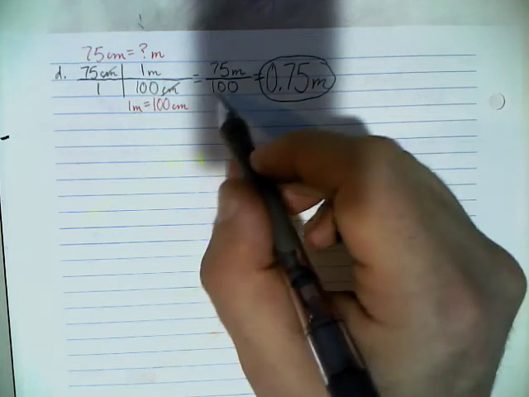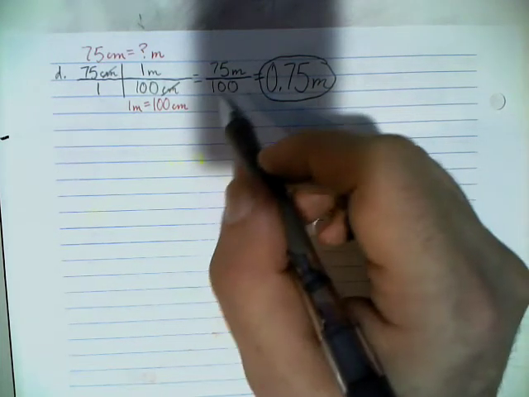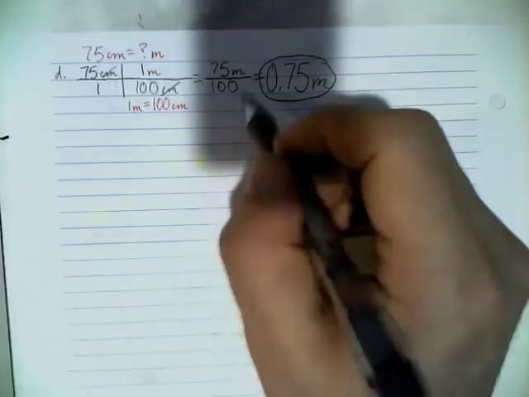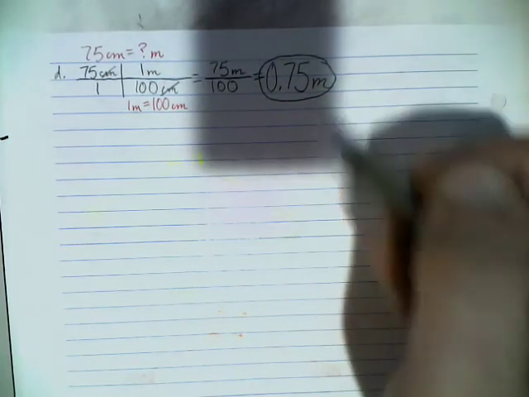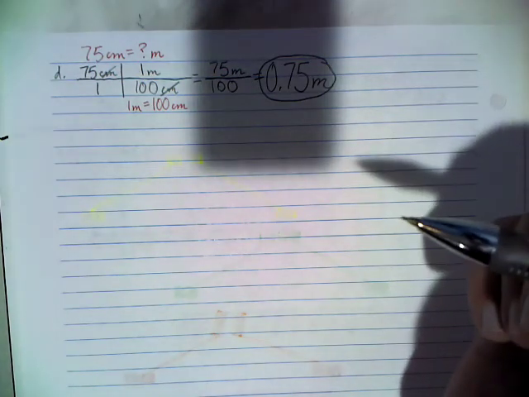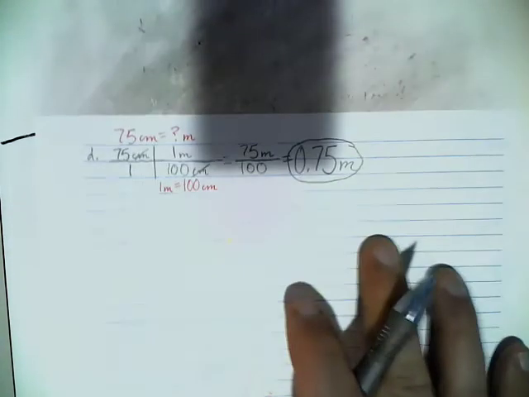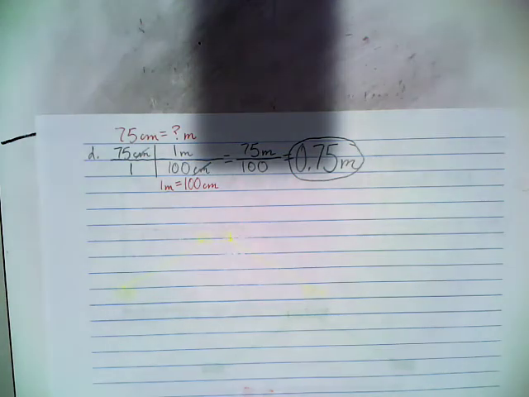Don't do it, because it's actually going to be much easier if you leave that 100 or that 10 or that 1,000, whatever it ends up happening to be. If you just leave that there, then all you have to do is move the decimal to find your answer, which is going to be much easier than trying to reduce fractions. So 0.75 meters is my answer there.